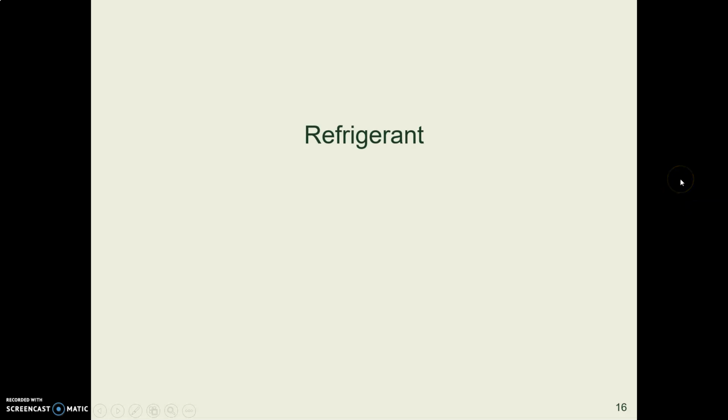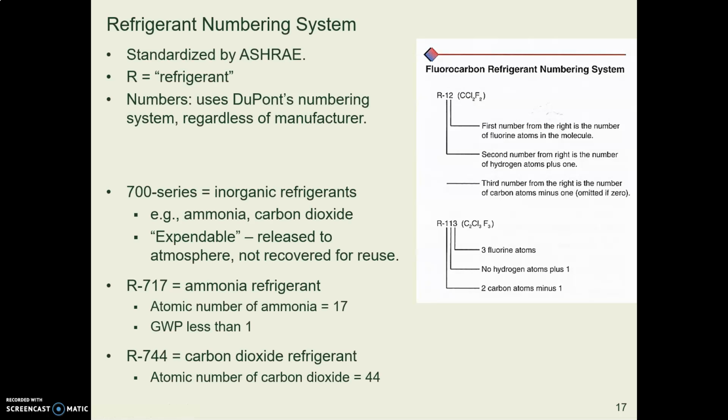Just a few words about refrigerant, which is used in air conditioners, chillers, heat pumps, and so forth. So there's a numbering system. ASHRAE writes the standard for these numbers, and they all start with R. R something. R stands for refrigerant. And then there's a number, which originally was from DuPont, because they were the people who first made refrigerant. Now everybody uses those numbers.